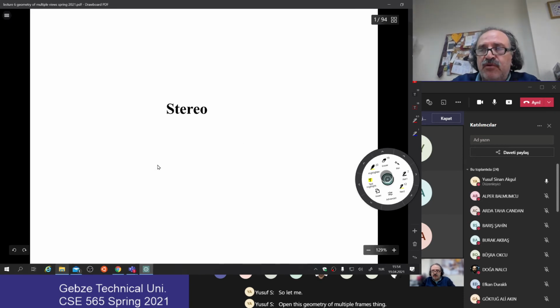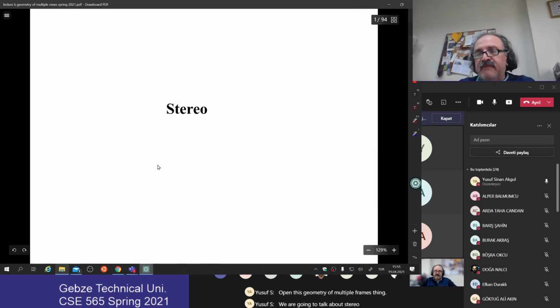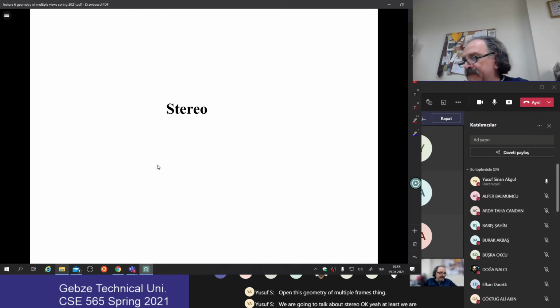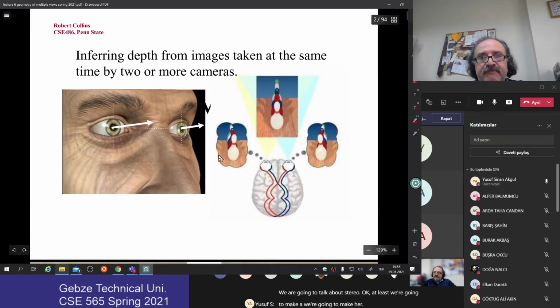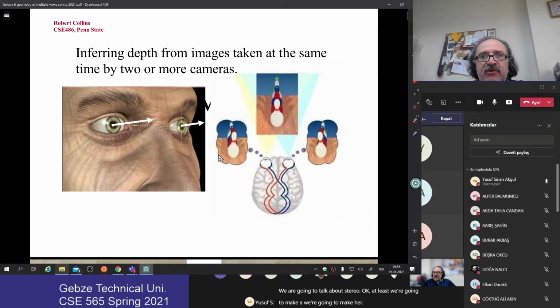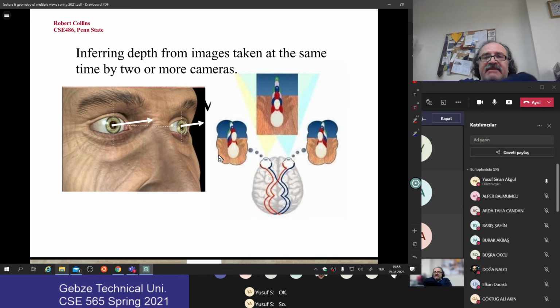We are going to talk about stereo. Okay, we are going to make an introduction. So stereo is inferring depth from images taken at the same time by two or more cameras. By cameras, I am using the human eye in this picture, left eye and right eye. I am sorry, this guy has a scary face.